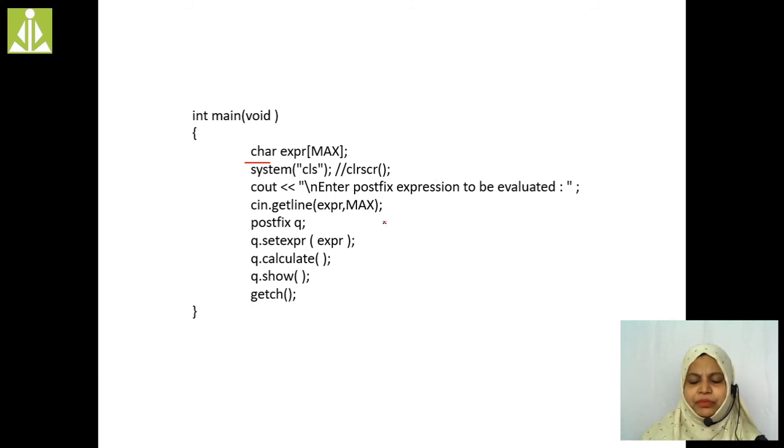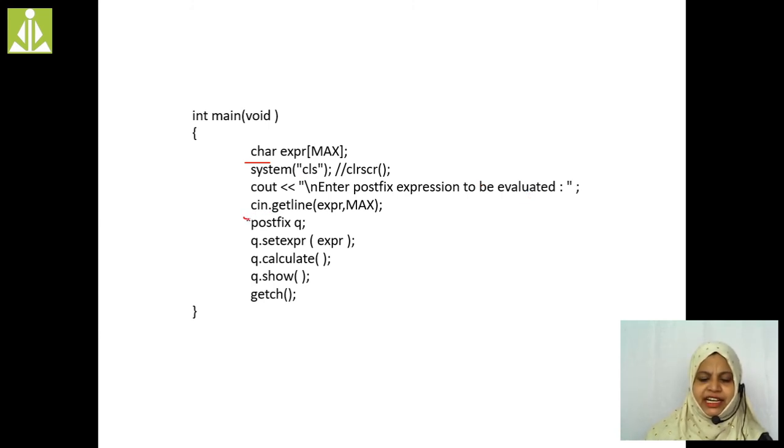I'm going to evaluate the complete expression in terms of characters. That's the reason we have to take the ASCII value of that particular 1 2 3 4. Next, for the clear screen I am going to use system, in double quotes we have to use the CLS. In #include <stdio.h>, conio.h is there. In conio.h we are going to use clrscr. Here we are not going to use the clrscr function directly, we have to use the system CLS function. Next is cout, enter the postfix expression to be evaluated.